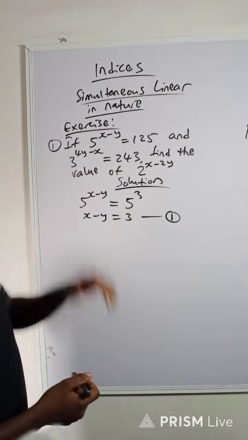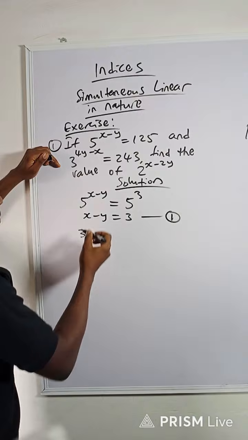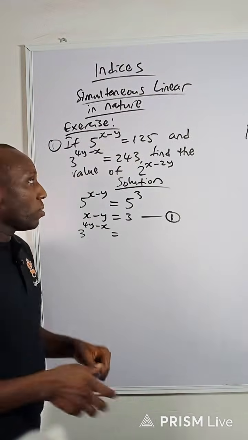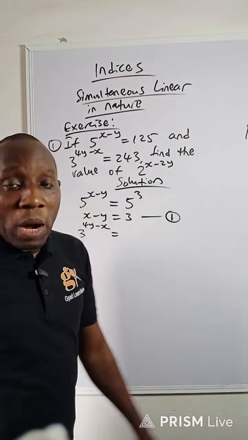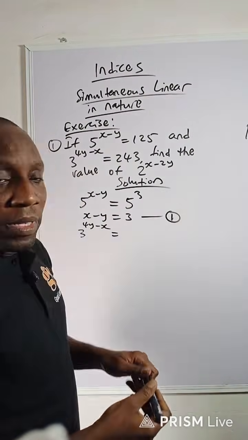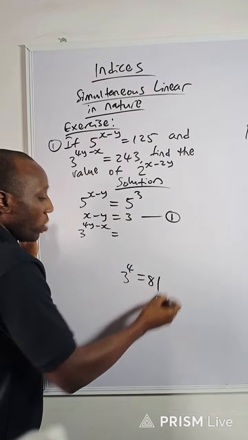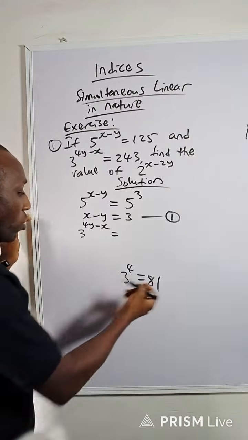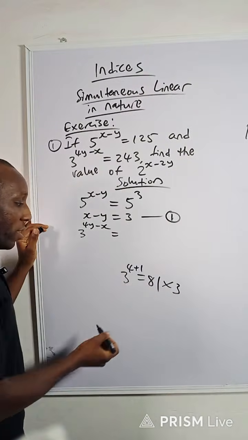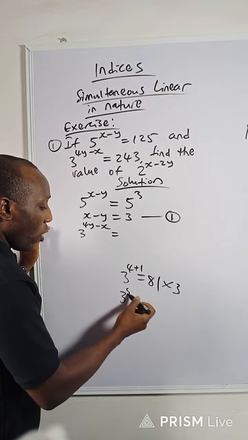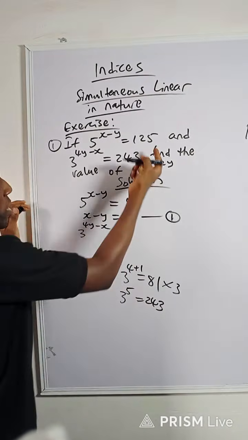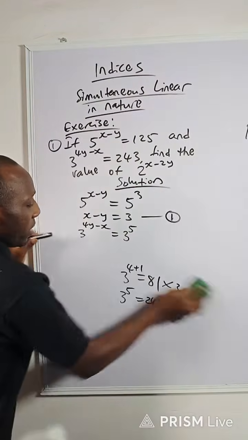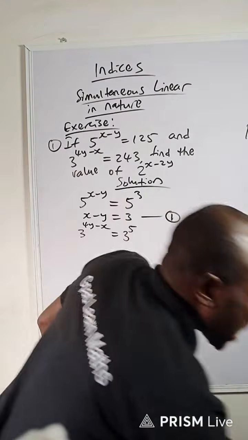Let's come to the second equation. So I have 3 raised to the power of 4y minus x is equal to 243. This can be expressed as a power of what? 3. And what would that be? 3 raised to the power of 4 is 81. 3 times 3 is 9, times 3 is 27, times 3 is 81. But when you times this by 3 again, you have to add 1 to the power. This will give you 243. So 3 raised to the power of 5 is 243. So in place of 243, I'll write 3 raised to the power of 5. You see how I just expressed it as a power of 3? Yeah, that's what I did.